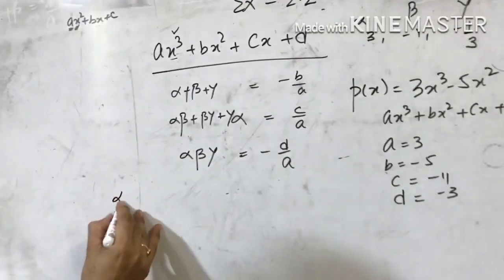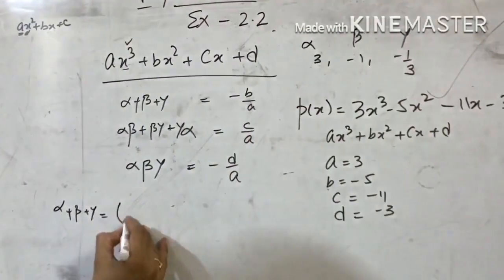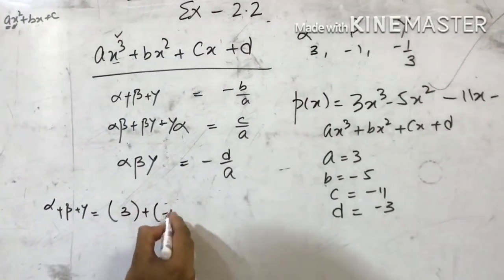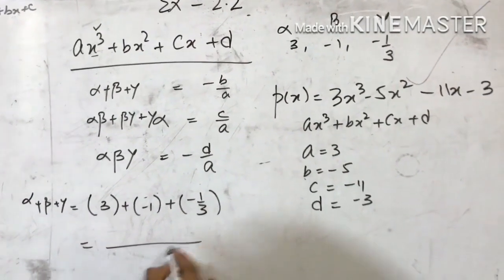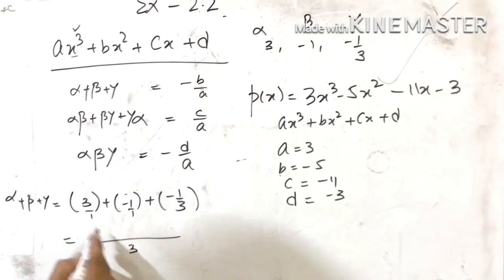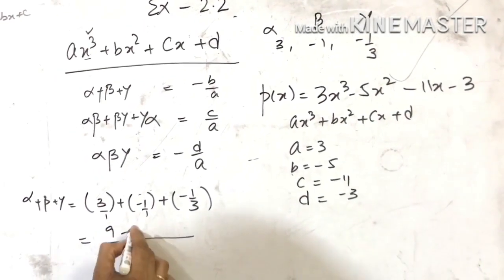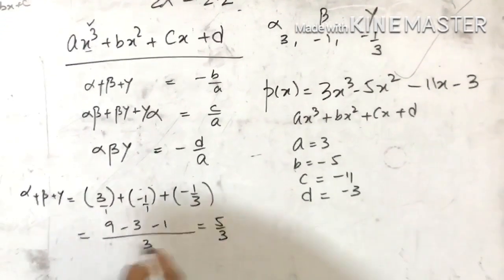So what is alpha plus beta plus gamma? That means sum of these three roots. So 3 plus minus 1 plus minus 1 by 3. 3 will be the LCM. You will get this number.